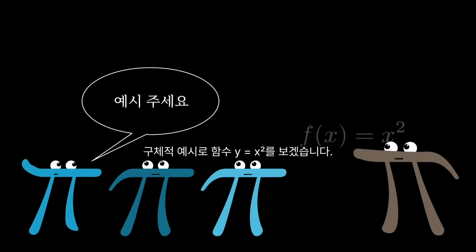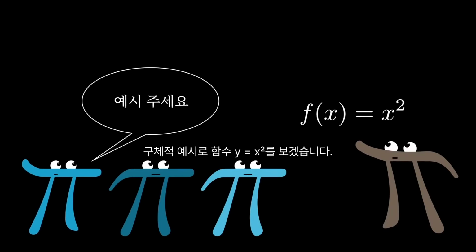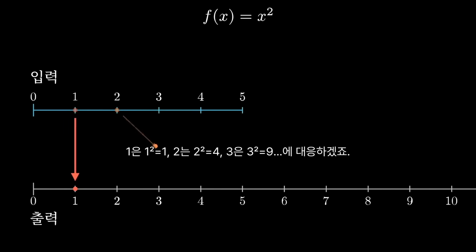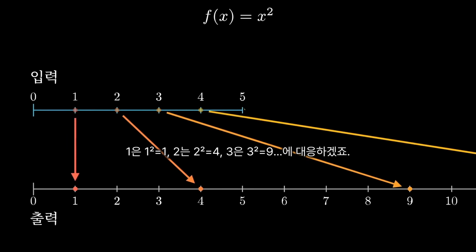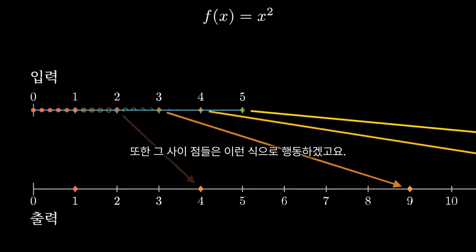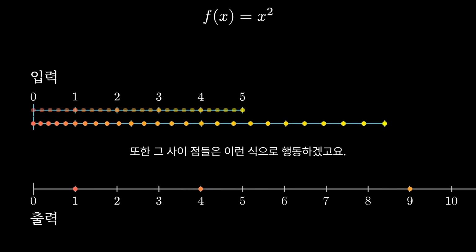Here, a specific example helps. Take the function x squared. It maps 1 to 1, and 2 to 4, 3 to 9, and so on. And you could also see how it acts on all of the points in between.